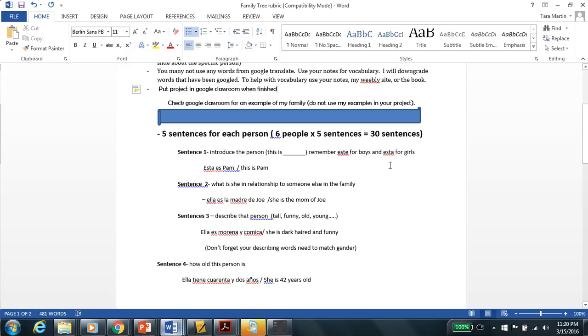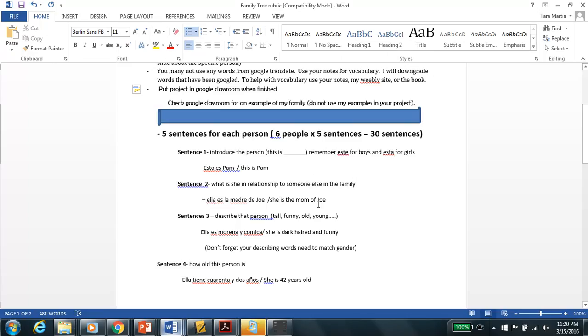If you're introducing a girl, you're going to say "esta." So I put an example here and it says "esta es Pam." This is Pam. Your second sentence is going to be what relationship they are to somebody else in the family. So you might want to say something like, "ella es la madre de Joe." She is the mom of Joe.